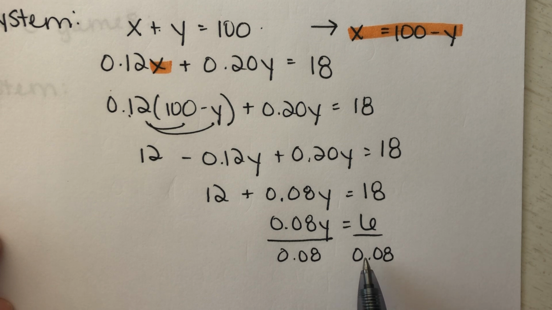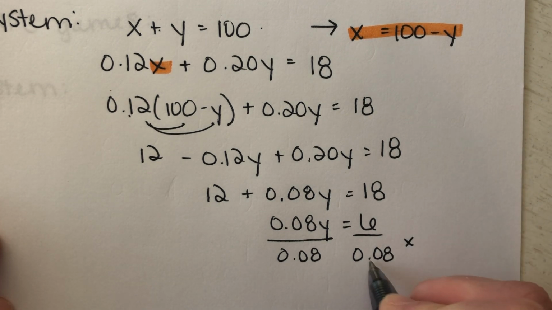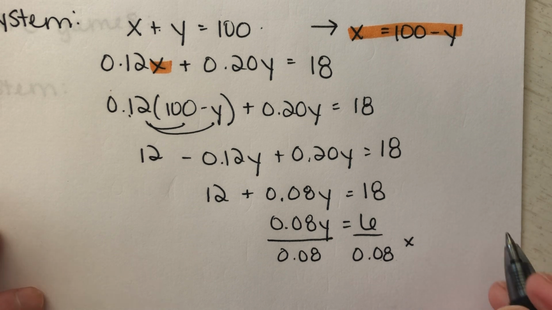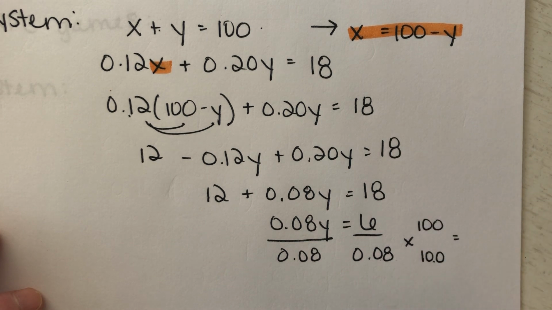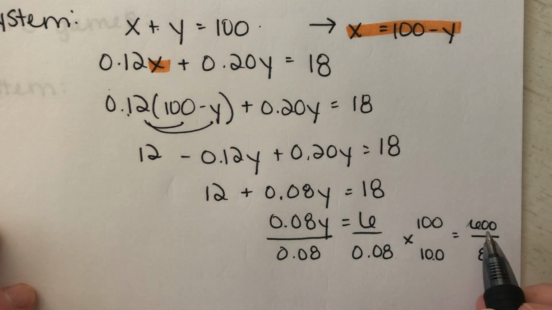So all I'm going to do is get rid of the decimal on the bottom by multiplying by, I need to move this over 2 spaces, and then it becomes 8. So what number has 2 zeros in it? 100. And whatever I do to the bottom, I've got to do the same thing to the top. So that's 600 on top and 8 on the bottom. So now this seems doable. I can divide 600 by 8, right?